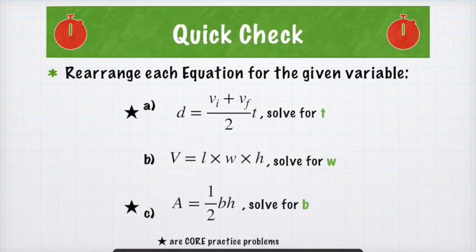So here's a quick check. It's just to rearrange each equation for the given variable. You'll notice that it tells you which one to solve for. So in this case, it's solving for t. So there's your t. Make sure you're going through the problem solving process and identifying the variable that you need to solve for. So here's your quick check. Have fun with it and take as much time as you need with it.